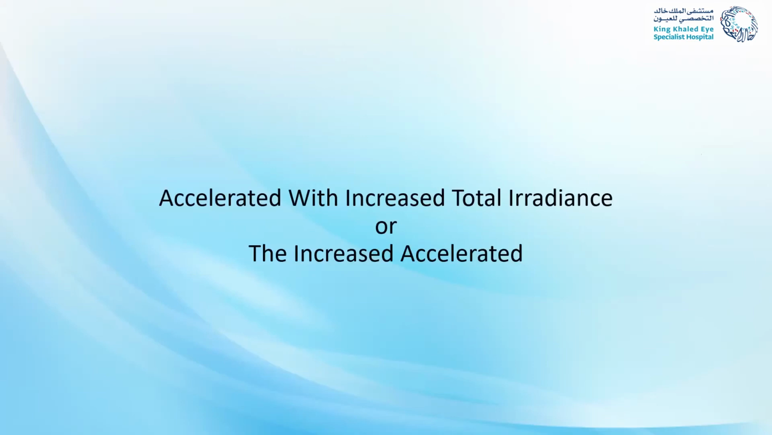The last protocol from the epithelial off technique is the accelerated with increased total irradiance or total fluence. And this is the term when you hear comparing the standard versus accelerated, usually they mean the increased accelerated. When you're reviewing the cross-linking literature, or exploring what kind of cross-linking process you're going to apply, it's always good to make sure what irradiance, time, and total energy they're talking about, because the total fluence in the increased accelerated is a lot higher than the standard accelerated.